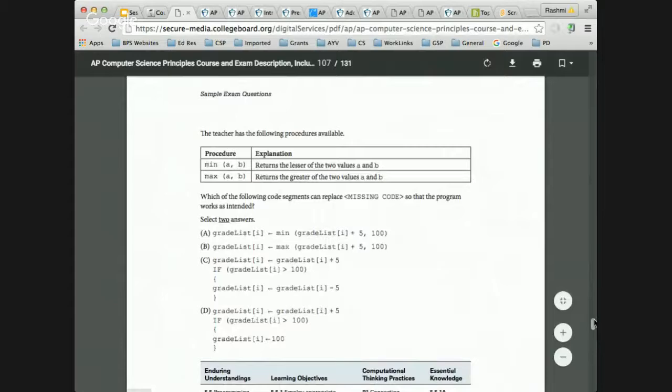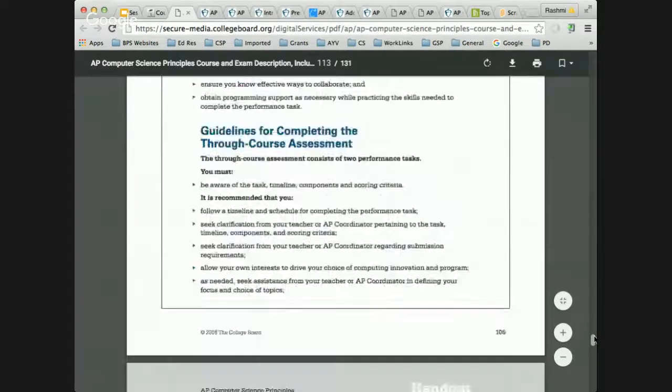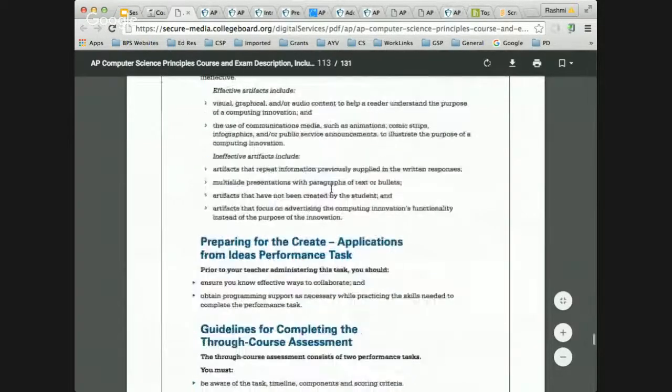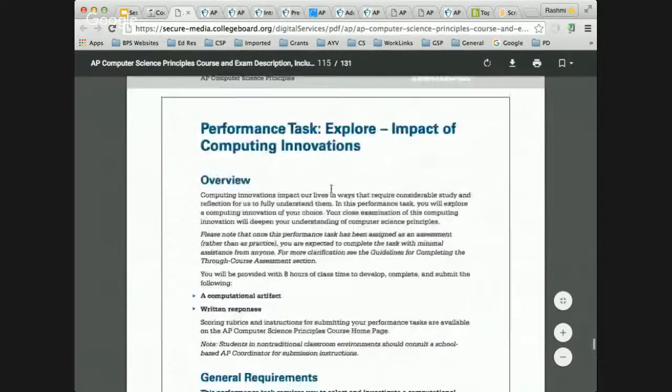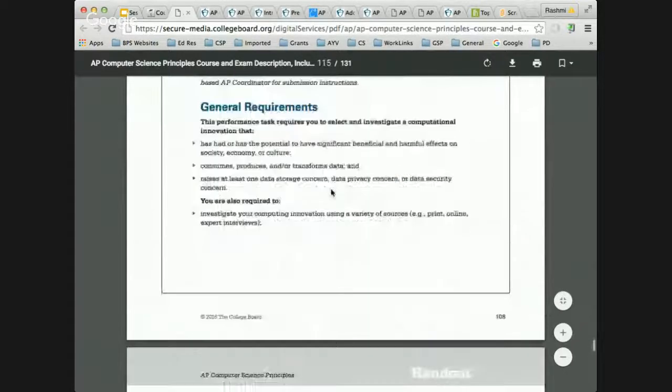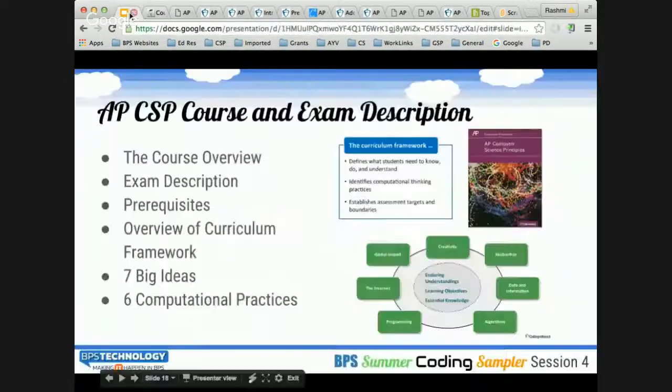I wanted to take you to the place where they actually talk about one of the performance tasks. I wanted to take you to where they have the listing of these 12 languages that you can use. But maybe better yet, let me go here. Again, the curriculum framework around this ABCSP course is focused on defining what students need to do and understand. Computational thinking practices are the core of this curriculum, and establishing assessment targets and boundaries, wherein the digital portfolio and the exams come in.